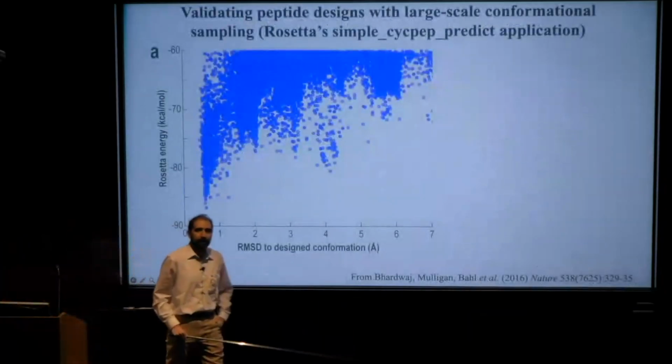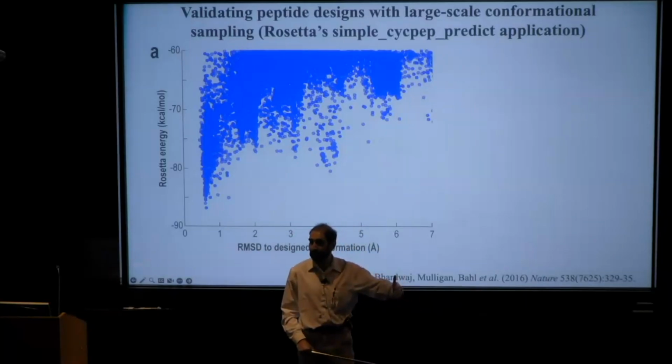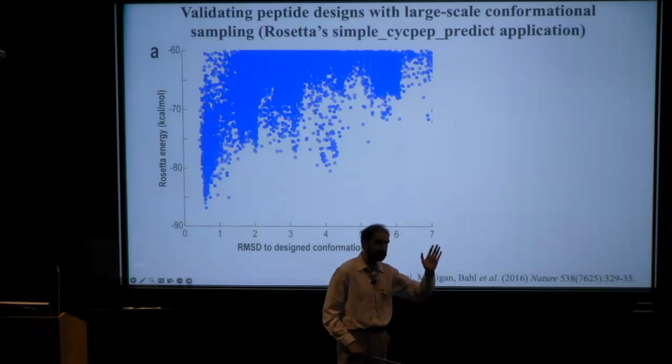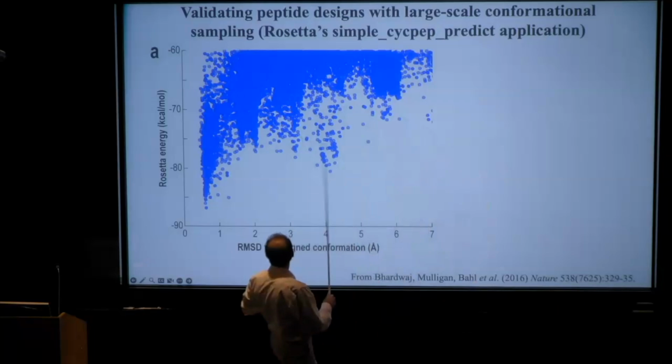The validation application that I told you about, this is at the end of the pipeline. So we've got a bunch of candidate peptides that we've designed. We have sequences for all of them. And we want to ask the question, of these sequences, which ones rigidly fold into the designed conformation and which ones are flexible? So we take each sequence, we fix the sequence, we take the peptide and put it into all sorts of alternative conformations. And that's what all these points are.